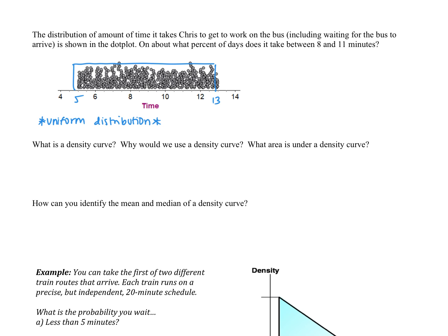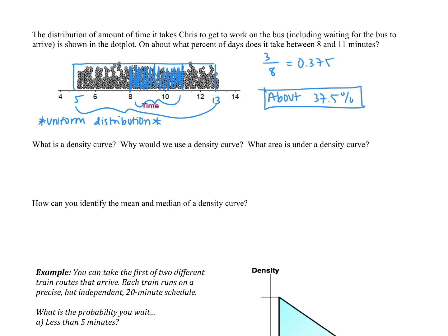So if we're looking for the percent of days it takes him between 8 and 11, we are looking for this area. Now, we're not by any stretch going to count up all of those dots. What we're going to say instead is between 8 and 11 is 3, but then the total of the distribution from 5 to 13 is 8 wide. So if we divide that, we get 0.375. But answering the question on what percent of days, on about 37.5% of days, it's going to take him between 8 and 11 minutes.